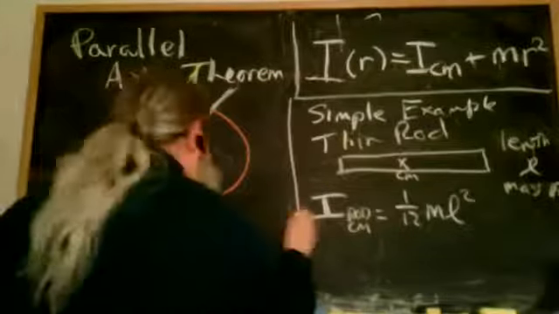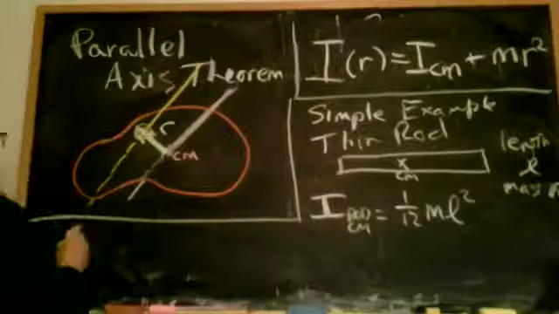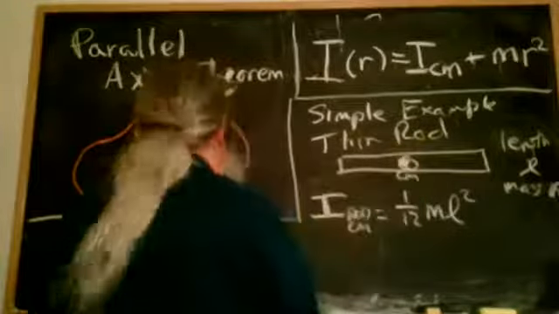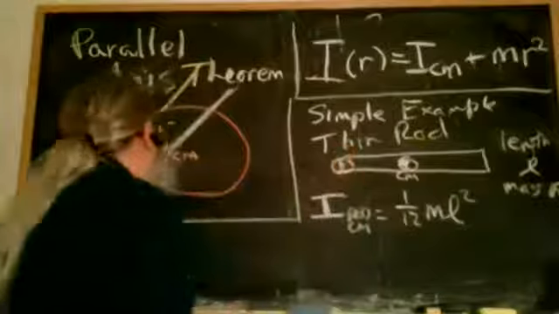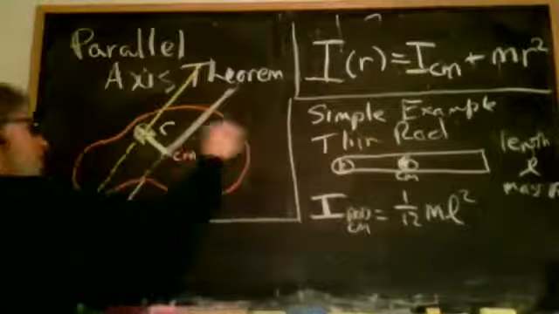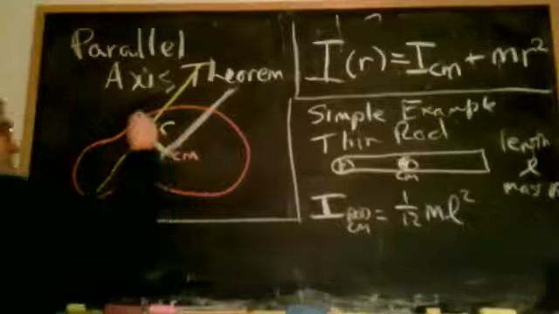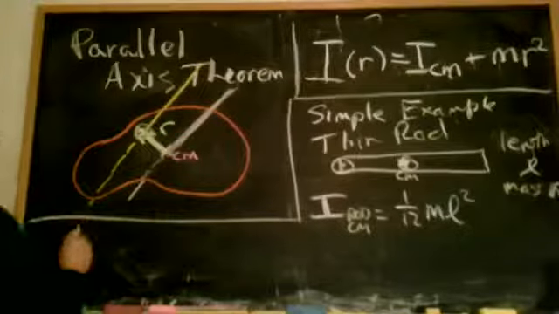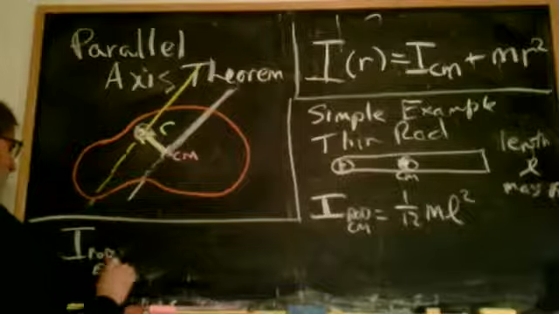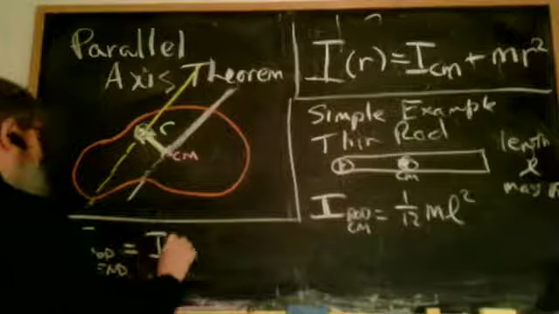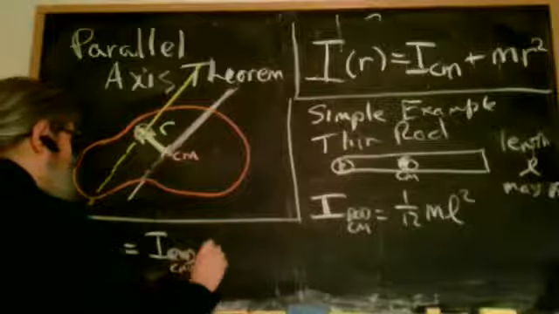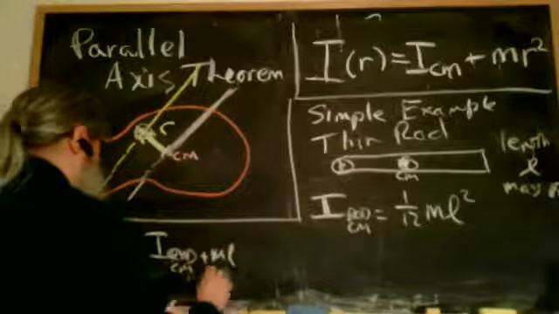But now suppose I want to know what I rod is at the end. Suppose instead of rotating from the pivot point here, I move the pivot point here. So again, the whole idea is you keep the axis parallel, but you move the pivot point from the center of mass to wherever you're going to move it. So in other words, I for rod end, according to the parallel axis theorem, should be I CM, I rod CM plus M.